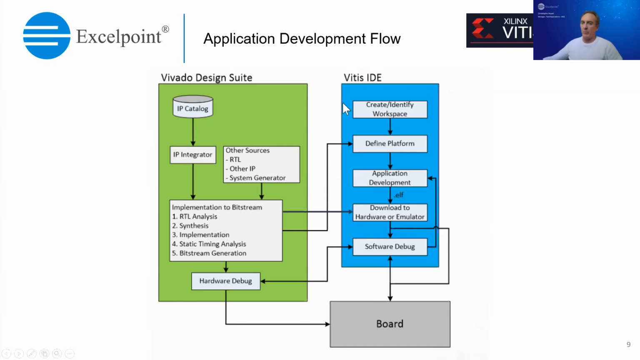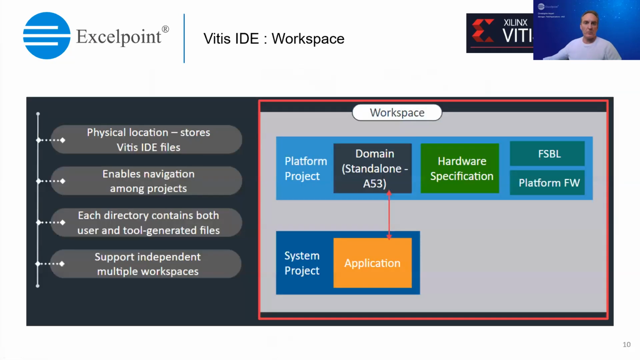We've talked a little bit about what a platform project is, a domain, a system project, but let's discuss this in a little bit more detail. So let's start with the workspace. The workspace refers to a physical location on the drive where all of the Vitis IDE files reside, regardless of the type. The location includes a metadata file for remembering your user preferences and a directory for each project. The workspace simply enables navigation among the projects without having to locate the project directories in the file system.